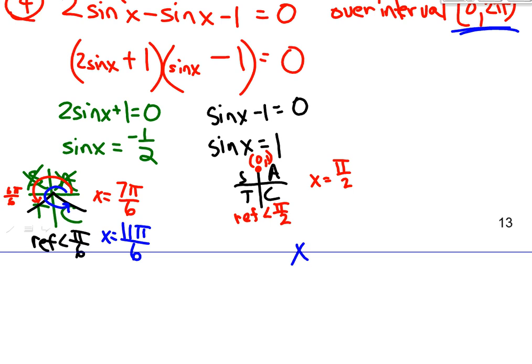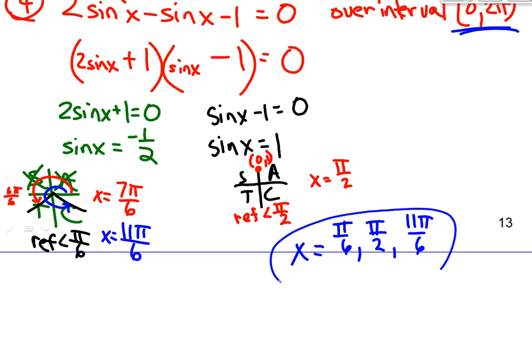And so if I wanted to just say what my answers are, the book authors often like to put them in numerical order. So I think that would be pi over 6, pi over 2, and then 11 pi over 6. You are not really ever required to put them in numerical order. That is not going to matter to us as we go through that.